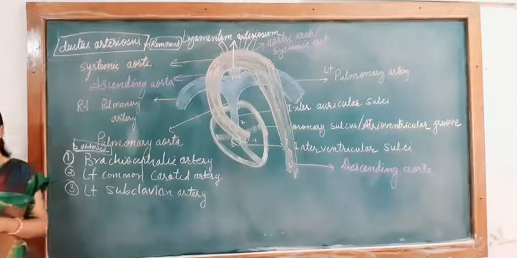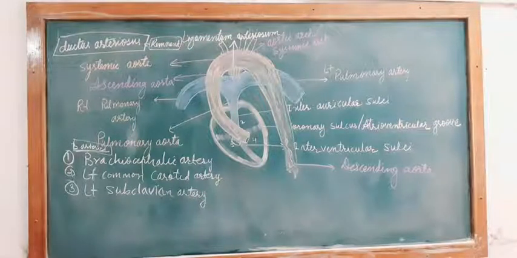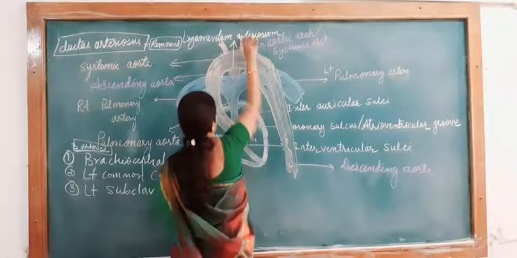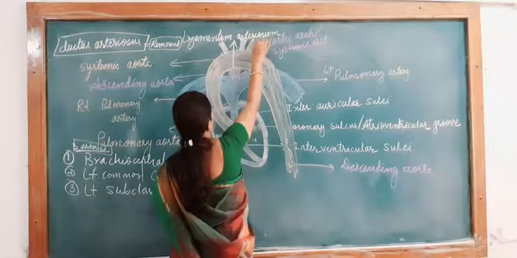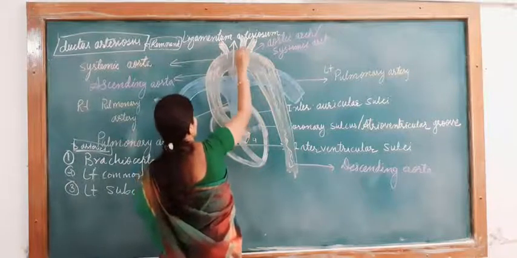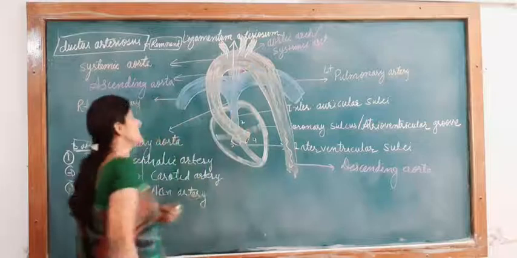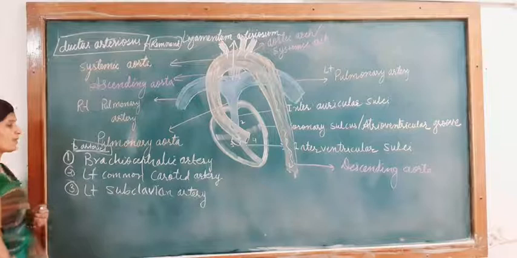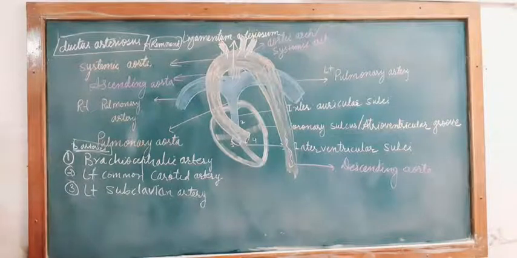So this arc has three arteries. This is one of the arteries, this is the second one, and this is the third one. These three arteries originate from this arc: first, the brachiocephalic artery, second, the left common carotid artery, and third, the left subclavian artery.